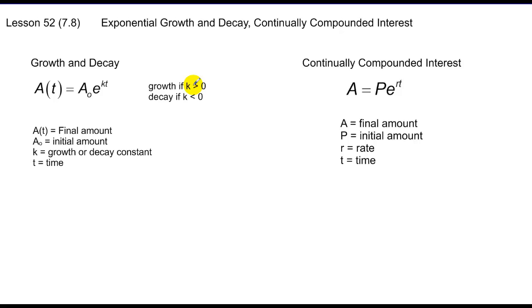Now if we have a k value that's greater than 0, it's going to be a growth, and a k value that's less than 0, it's going to be a decay. When we talk about continually compounding interest, that means interest that's compounded every second of every day, but it only levels out to a certain point because of this e exponential. Now, in this case, we have the final amount A is equal to the initial amount P given this interest rate over a period of time. So we'll use all these in today's examples.